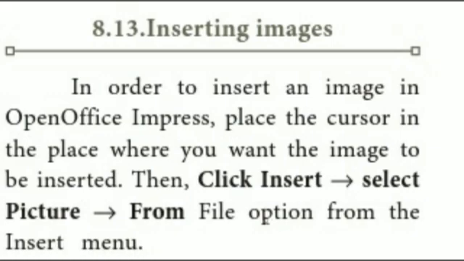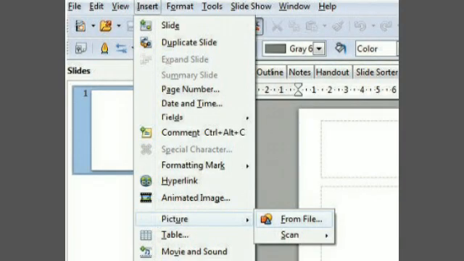So how to insert an image? You have to select a slide in the normal view, and then you place the cursor in the place where you want to insert an image, and then you have to click Insert, select Picture from File, so that Impress will display the Open dialog box. In that you have to choose the selected picture and click the Open button, so that the picture gets included in our slide.